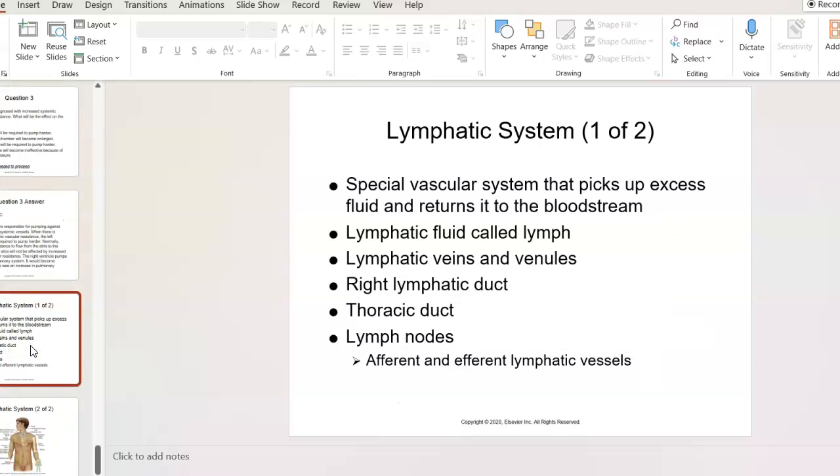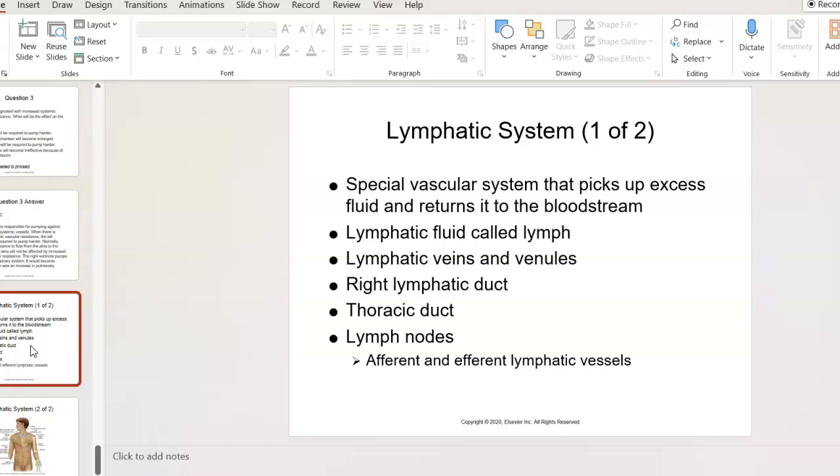For the lymphatic system, we always end up tacking it onto the end of stuff and really not talking much about it. So the lymphatic system is a vascular system. It picks up excess fluid. It also helps with some immune responses. We have lymph nodes. We also have lymph veins. They have venules as well, which are the small veins, and they will drain into larger ducts.